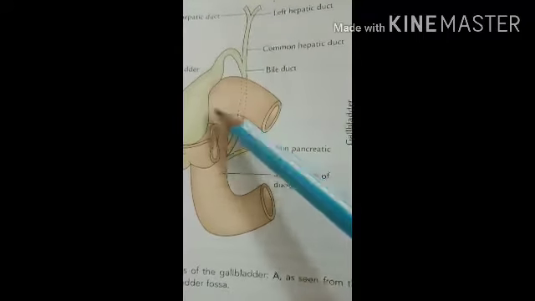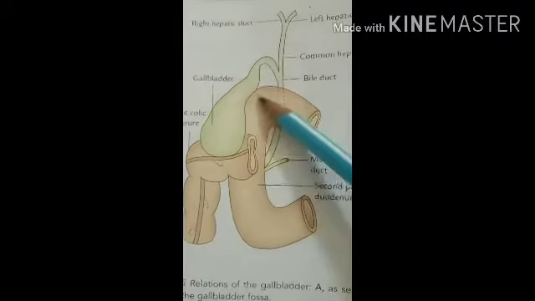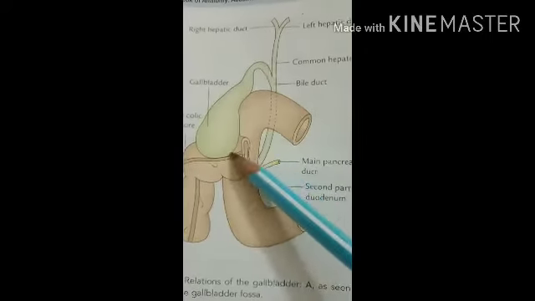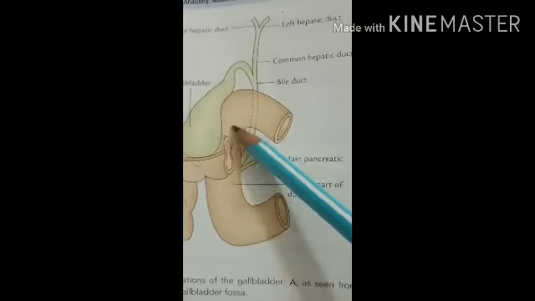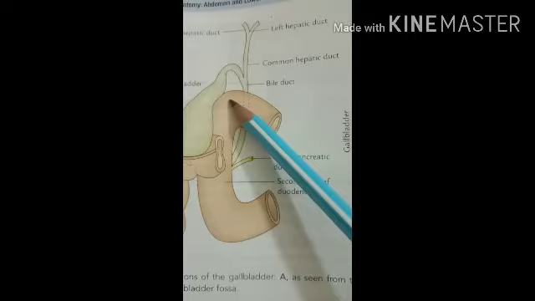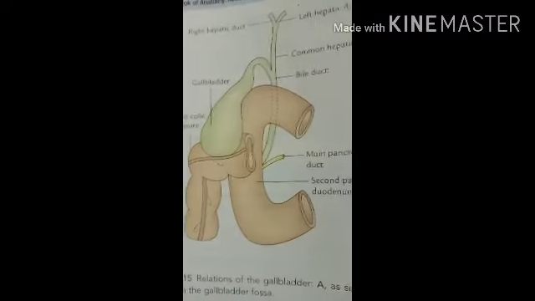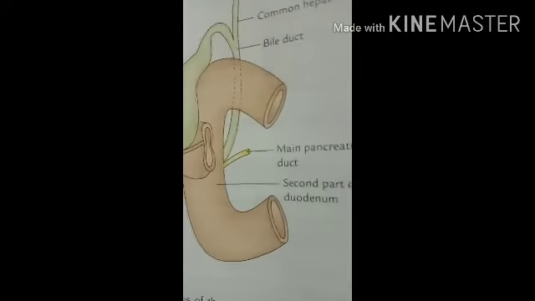And the inferior surface is covered with the peritoneum, and it is related to the transverse colon. Here you can see. And the first and second parts of the duodenum. Here you can see this is the first part and this is the second part of the duodenum. After that, the bile duct.